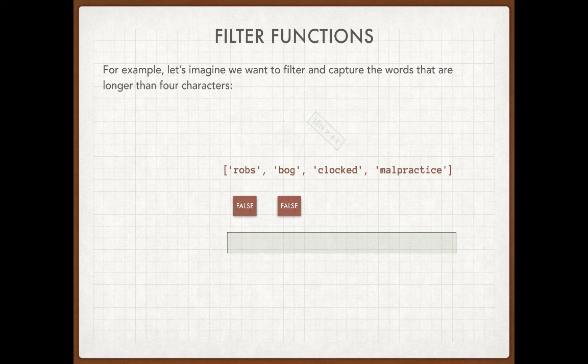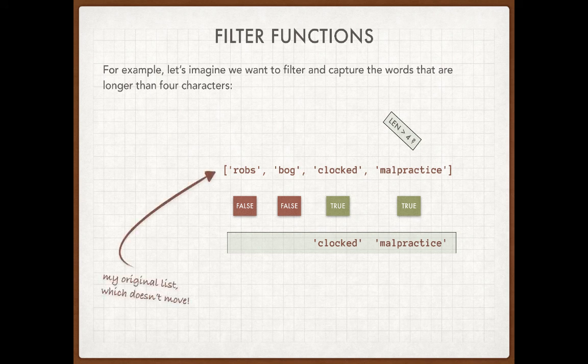And we just continue down the list. So filter applies len is greater than 4 to the word clocked, but now it's true. So we copy clocked into this new data structure, this green bar down here at the bottom, and we go to the next word. Malpractice is definitely longer than 4 letters, and so therefore we copy malpractice into this new data structure as well. So there are a couple of interesting ideas here that we haven't really seen before.